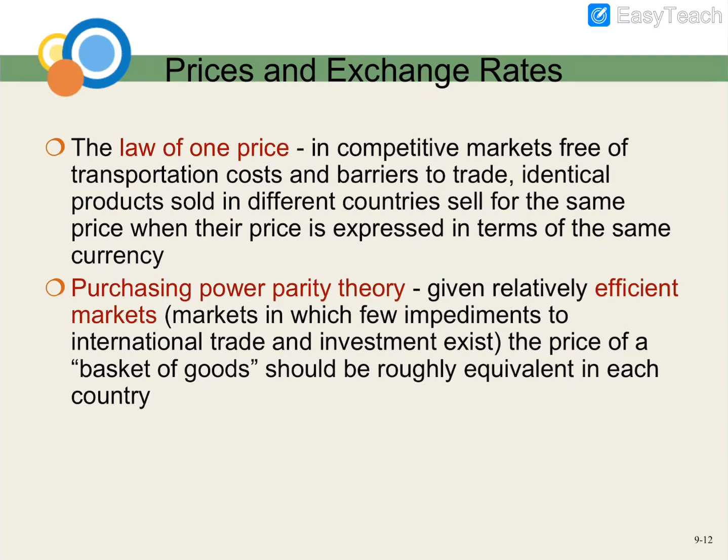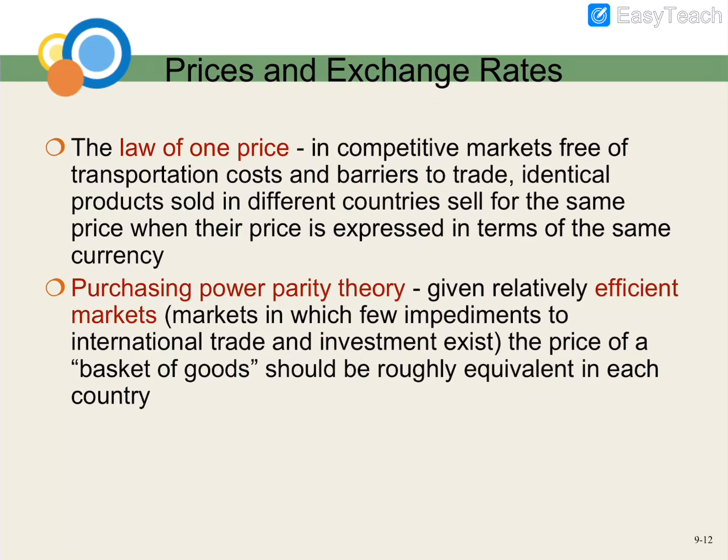First is the law of one price. In a competitive market free of transportation costs and barriers to trade, identical products sold in different countries sell for the same price when their price is expressed in terms of the same currency. This law of one price is one of the economic concepts that states that an identical asset will have the same price globally. It means all prices around the world are the same, regardless of the location, when certain factors are considered. Wherever you go, it's only one price. They're not going to have many prices.